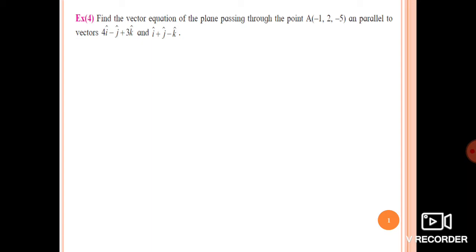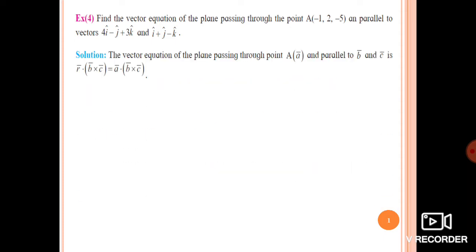Now we will start with the problems on line and plane. Find the vector equation of the plane passing through the point A(-1, 2, -5) and parallel to the vectors 4i - j + 3k and i + j - k.